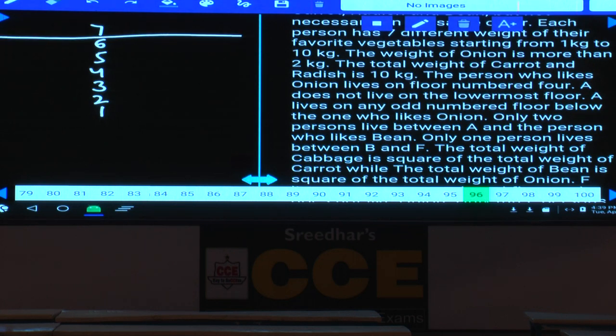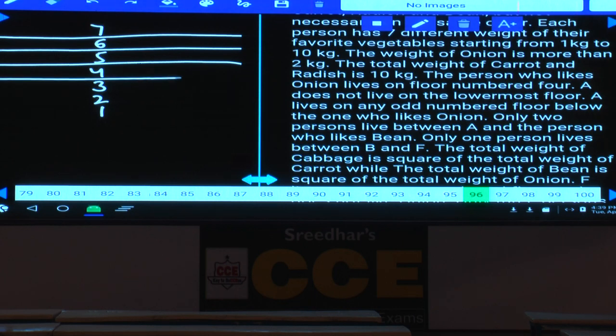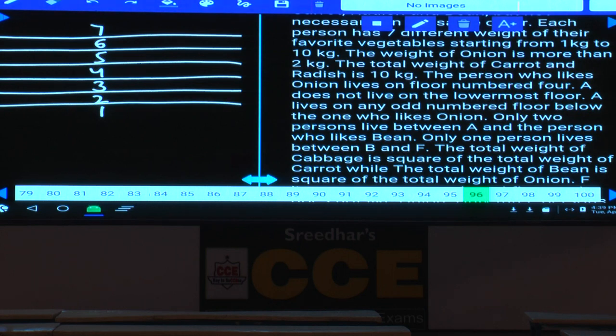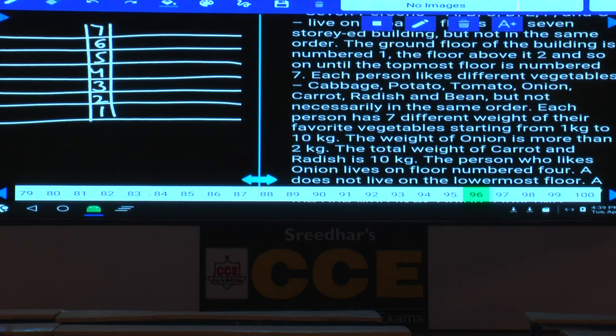Now 7 persons are staying on these 7 different floors, isn't it? And then who are those 7 persons? A, B, C, D, E, F and G are the 7 persons who are staying on 7 different floors of an apartment. Each person likes different vegetables, cabbage, potato, tomato, onion, carrot and so on. And each person has different weight of their favorite vegetable. It varies from 1 kg to 10 kgs. It can be 7 different kgs from 1 to 10.